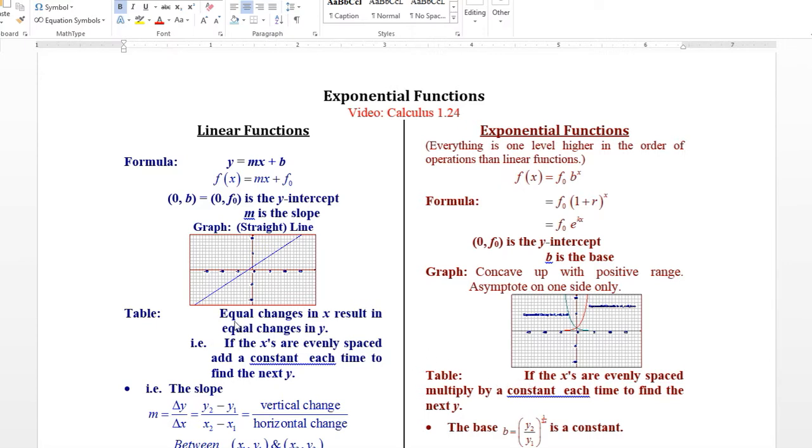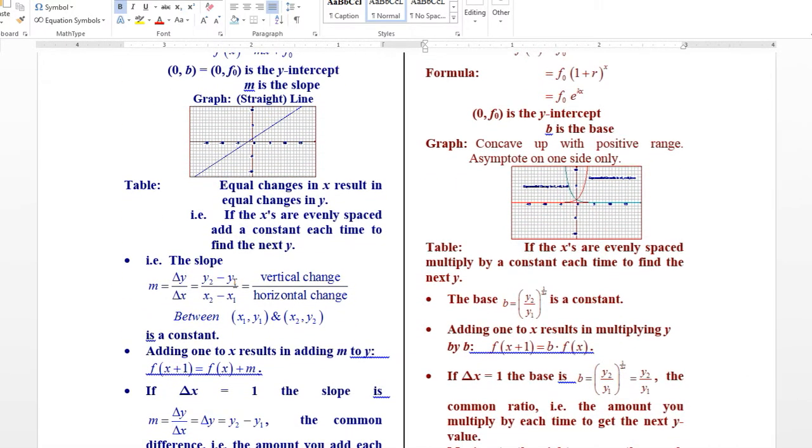Now what happens in the table? Well, if you remember in the table over here on the linear function, adding equal amounts to x, or equal changes in x, result in equal changes in y. So if the x's are evenly spaced, we're adding a constant each time to find the next y. In the table over here on exponentials, if the x's are evenly spaced, we multiply by a constant number each time to find the next y. In fact, over here, if the x's are going up by 1, this constant that we're adding each time is the slope. That's the m right here. Over here on the exponential side, if the x's are going up by 1, then the y's will be multiplied by a constant, and that constant is the base b.